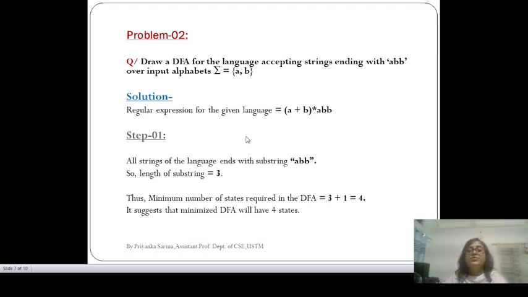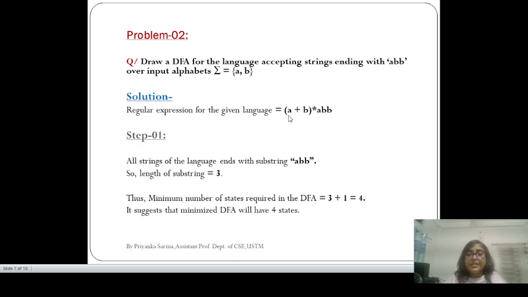So let's move to problem number 2. Draw a DFA for the language accepting strings ending with ABB. Now the string is ending with ABB, that means the ending is constant, but it doesn't matter what appears before ABB. That's why I'm giving (A or B) whole star, that is the Kleene star, and this is the regular expression for the given language.